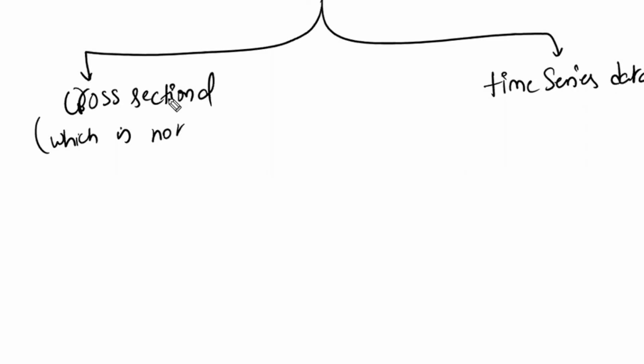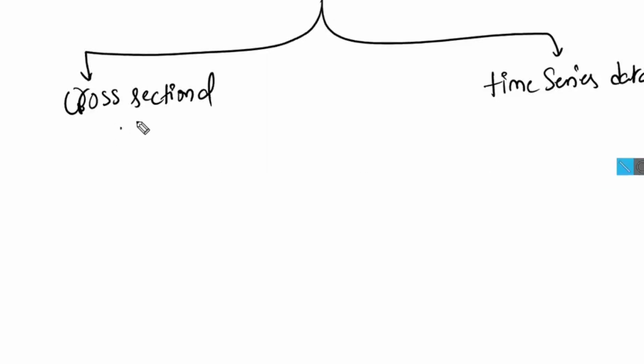But if you come to the traffic at Amirpet, time is important. At morning 11 o'clock the situation will be different, at 1 o'clock the situation will be different, at evening 6 o'clock the situation will be different. Here, time is an important parameter in predicting the traffic in Amirpet. So if time is an important parameter, then it is called time series data. If time is not an important parameter for that particular data, then it is called cross-sectional data. Is that clear? The difference between time series data and cross-sectional data.